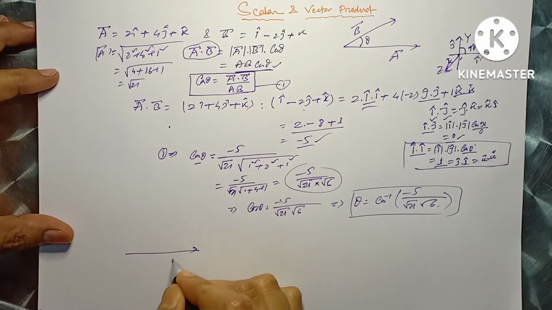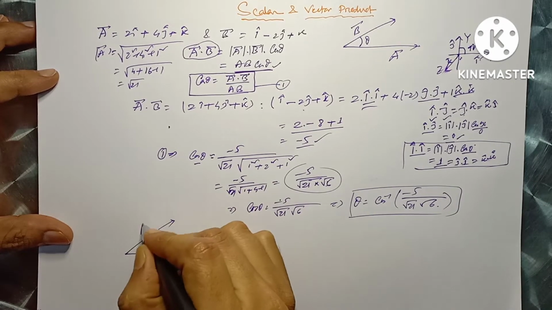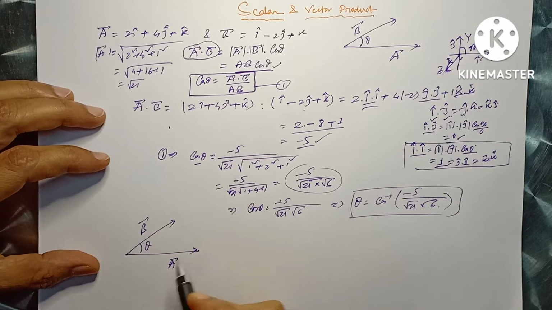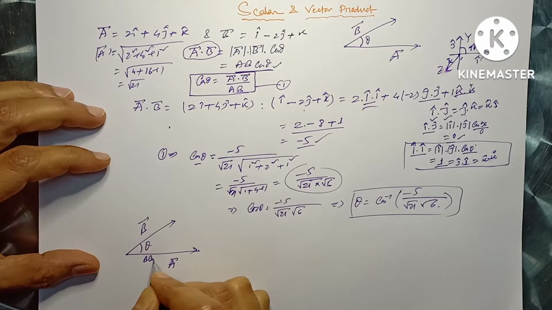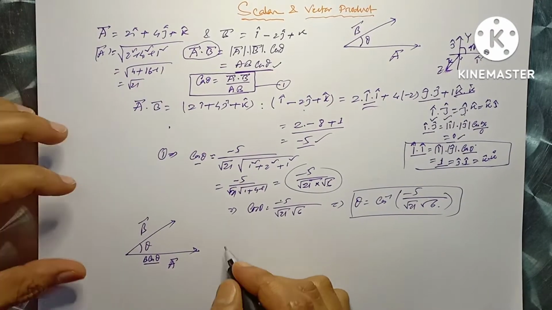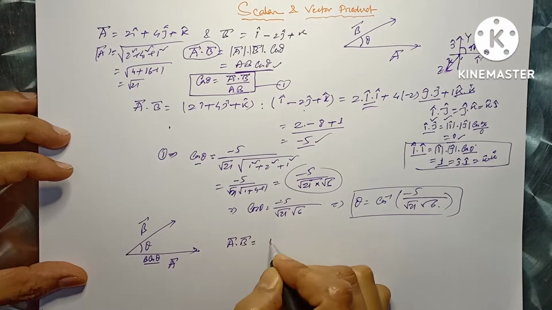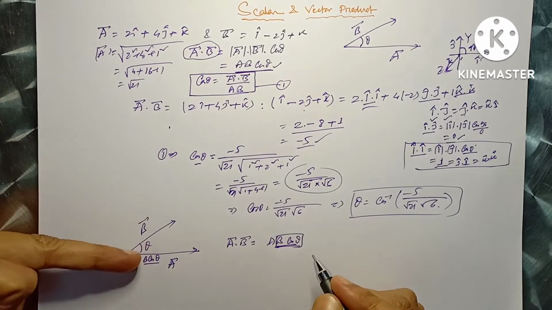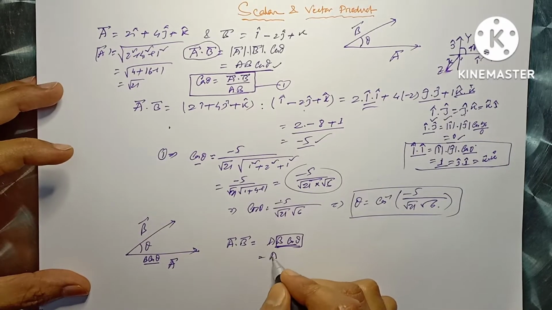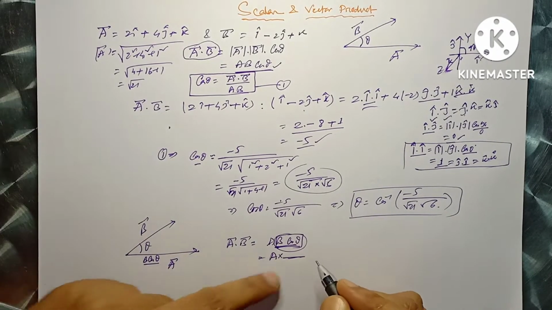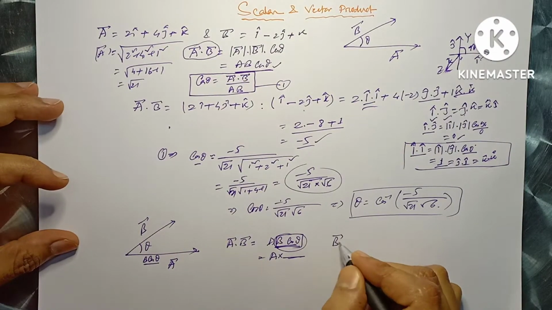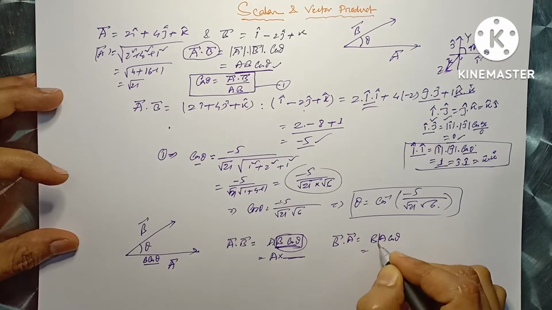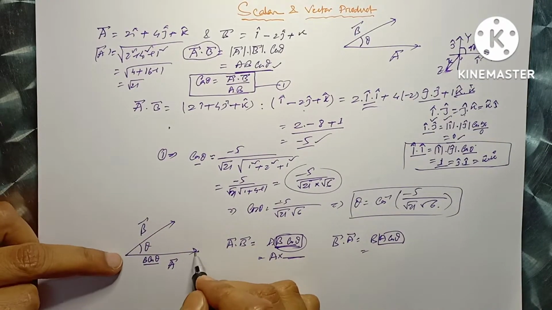Things need to be considered. Suppose this is the direction of A vector and this is the direction of B vector, with an angle theta between them. So the component of B along A we can write as B cos theta. So A vector dot B vector means A B cos theta, or B cos theta is the component of B along this direction. So you can write A into the component of B along A. In a similar way, B dot A we can write B A cos theta, or the component of A along B.